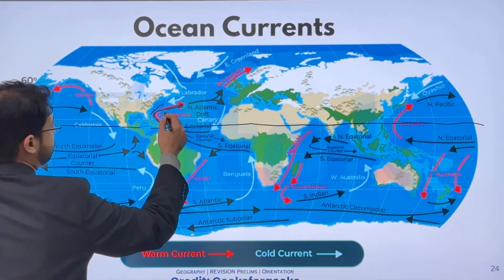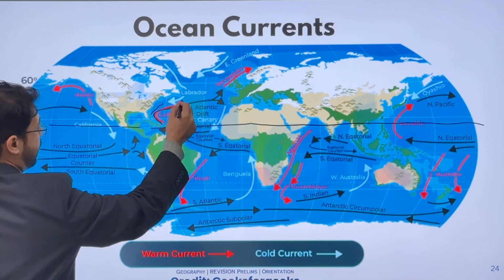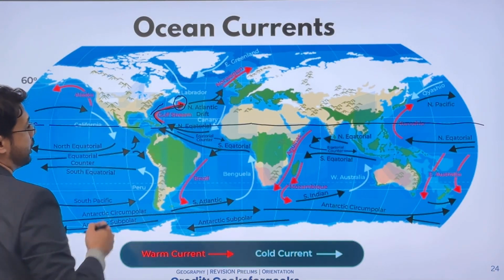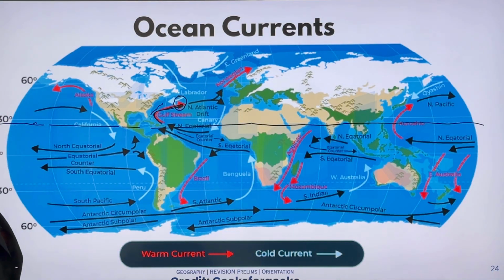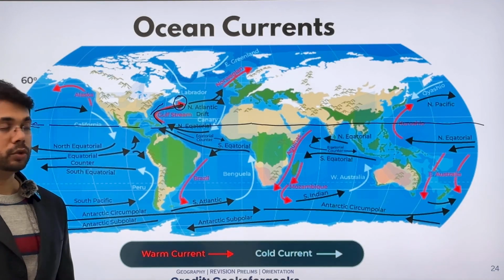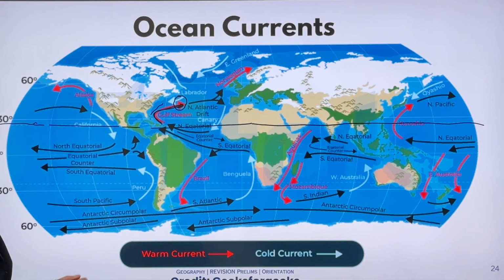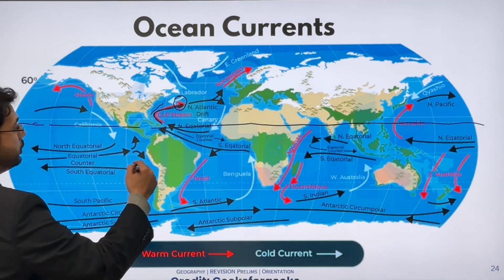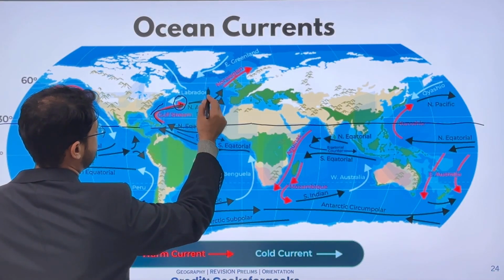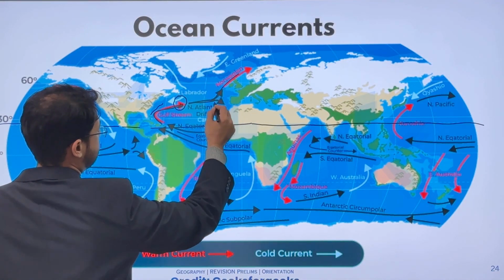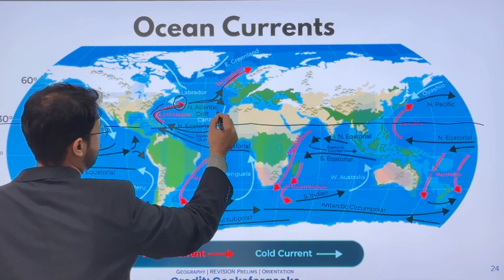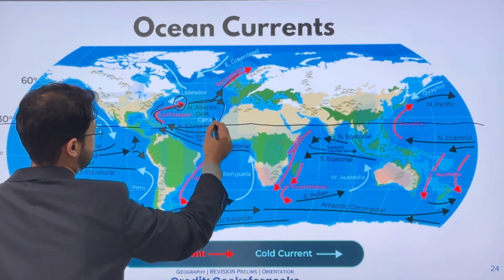This is going here, it is meeting the Labrador current, and we get here the Grand Banks, a fishing ground. Another UPSC favorite question is the fishing grounds. So this is one where the warm and cold currents meet. These two meet, forming the North Atlantic drift. A Norwegian current moves up, and another current, a cold current, goes here.